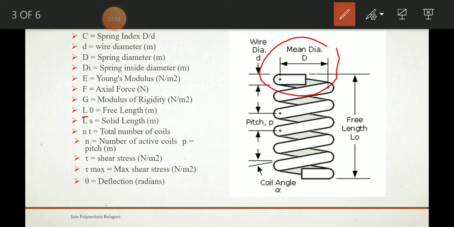Nt indicates the total number of coils. Okay, this is one coil, two coils, three coils, so that indicates the total number of coils. N indicates the number of active coils. Active coils in the sense the coils which are actually taking part in the deformation. Tau is the shear stress. Tau max is the maximum shear stress, and theta is the angle of deflection. So these are some of the parameters we'll deal with when we study the springs.